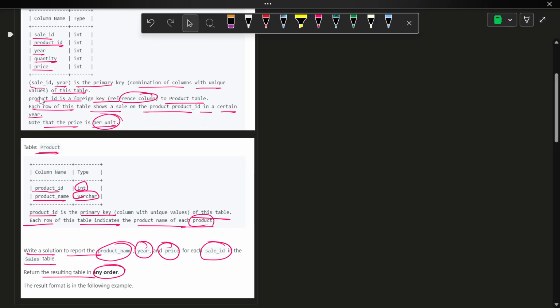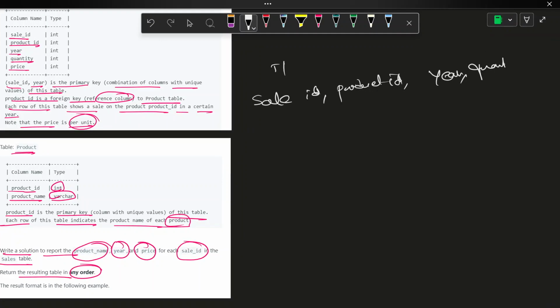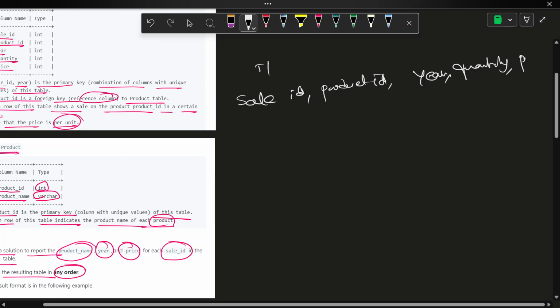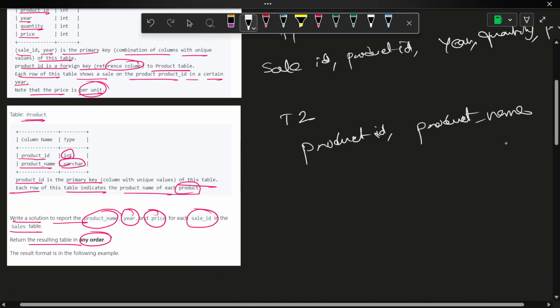Okay. So from table 1, Sales, what columns are present? Sale ID, product ID, then year, then quantity, then price, right? And table 2 has product ID and product name, right? So, what are the columns I have to print?